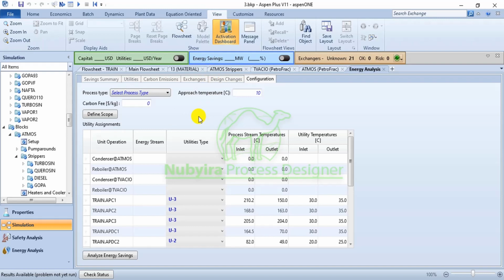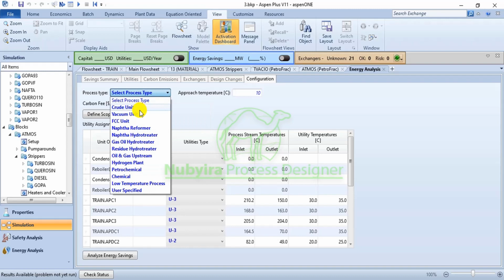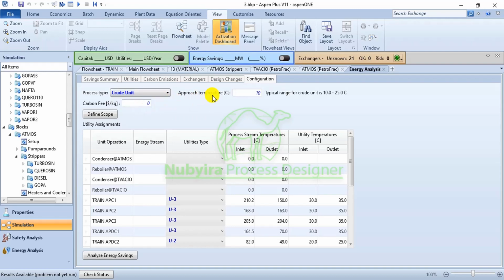Then you define the process type. The process type is a crude unit. You can define the approach temperature for the energy analysis. That is, it will calculate the theoretical amount of heat that can be exchanged in the model connection, you understand? So that's the meaning of the approach temperature: the minimum temperature difference between the hot sink and the cold sink.